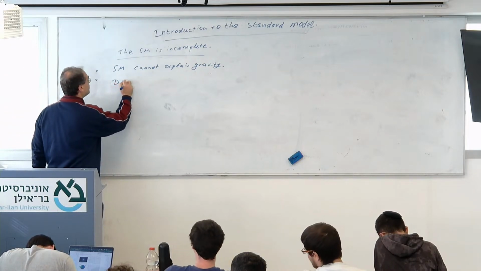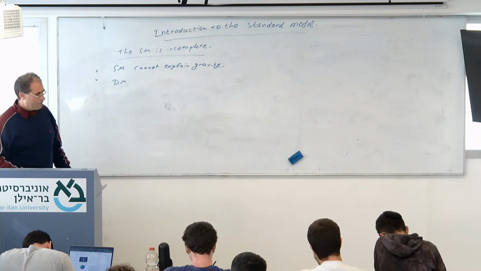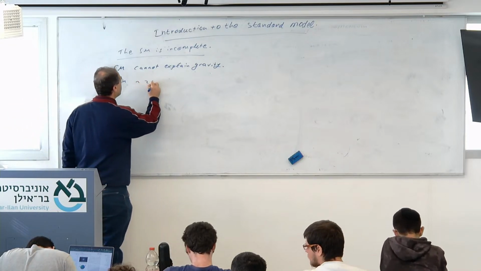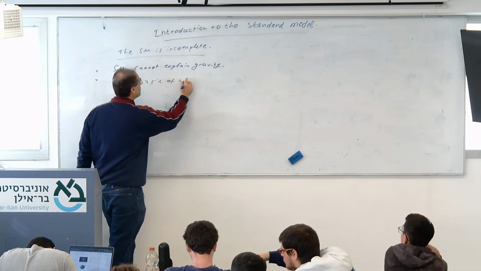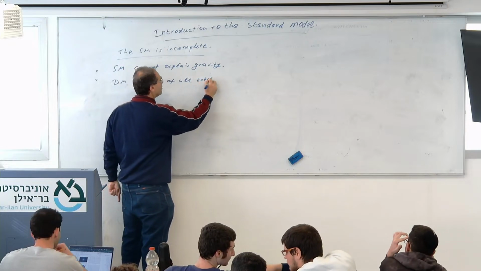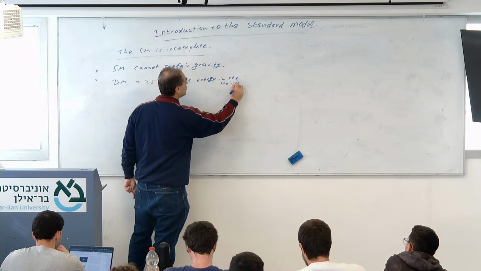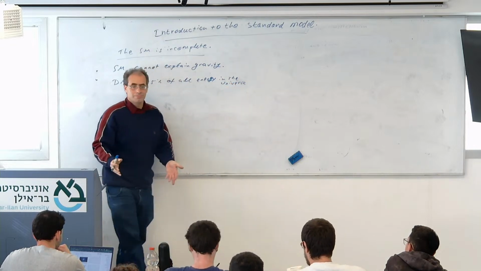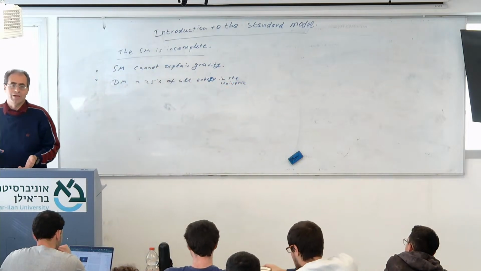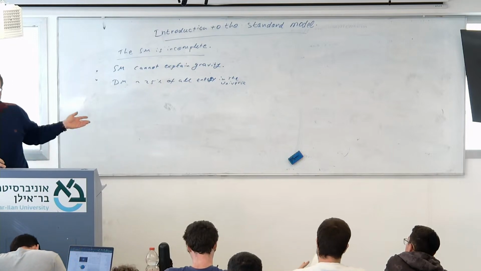So dark matter contains about 25% of all energy in the universe. So we know there is matter, but we just can't see it. We don't know why. Right? And it's not part of the standard model.